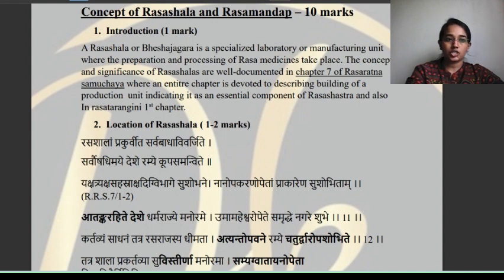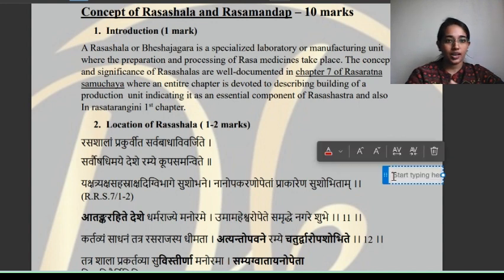First, you have to give an introduction. You have to begin your answer with a brief introduction to Rasashala, highlighting its significance in Rasashastra and mentioning the references from where it has been taken. So, how will you write? A Rasashala or Bheshajagara is a specialized laboratory or manufacturing unit where the preparation and processing of Rasa medicines take place.